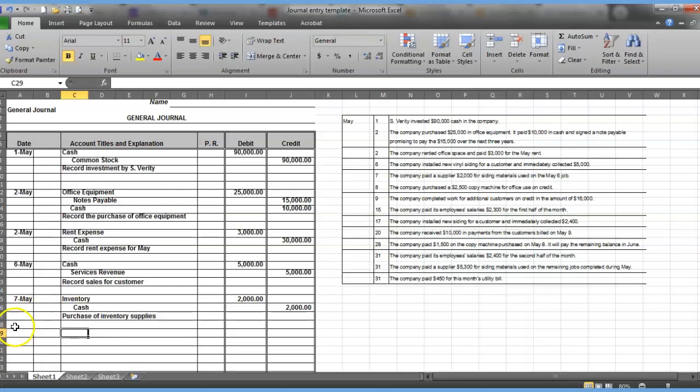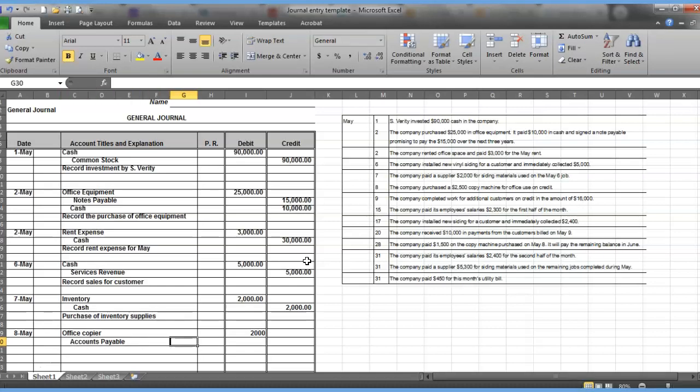Now, the next entry is on the 8th, and we are officially recording the company purchased a $2,000 copy machine on credit. We did get the copy machine, which is an asset to us, but we didn't pay for it right away. And it didn't say note payable. So I'm going to assume office copier is my asset, and the amount is $2,000. But I'm going to put accounts payable because it doesn't give me any indication that we signed a note.